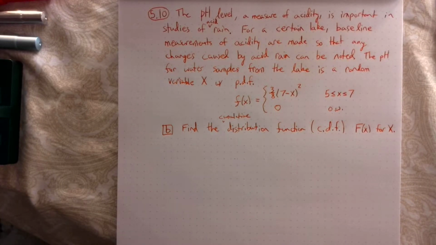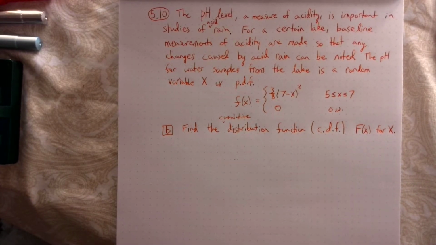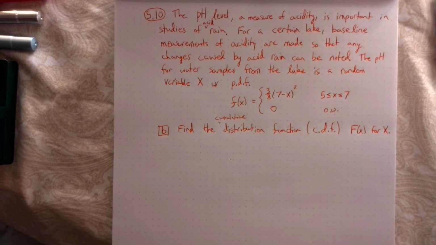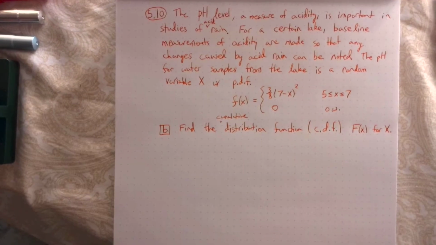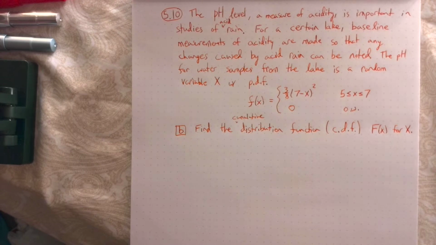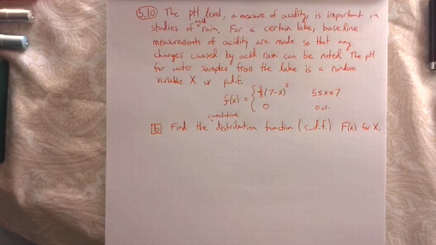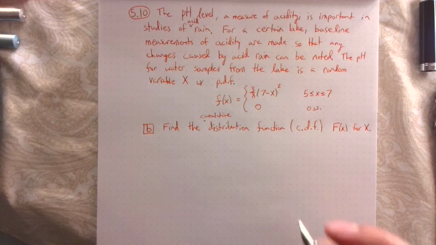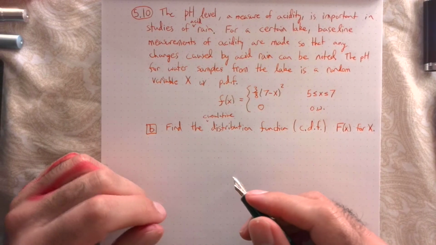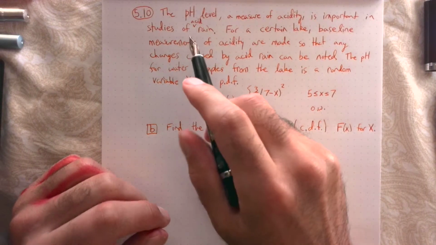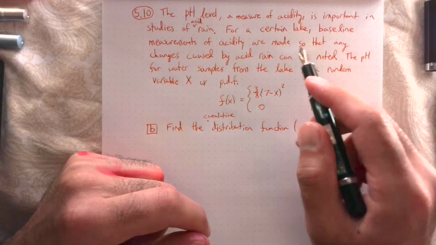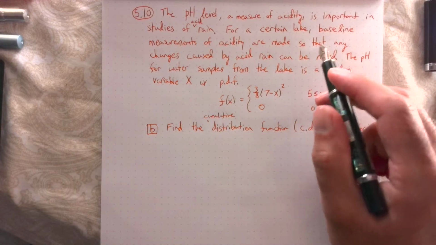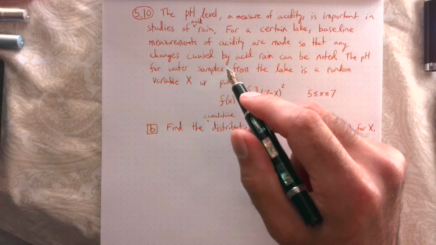Okay, so the next problem on the review, I changed the exposure for this, sorry about that, is going to be 5.10. So the problem reads, the pH level, a measure of acidity, is important in studies of acid rain.